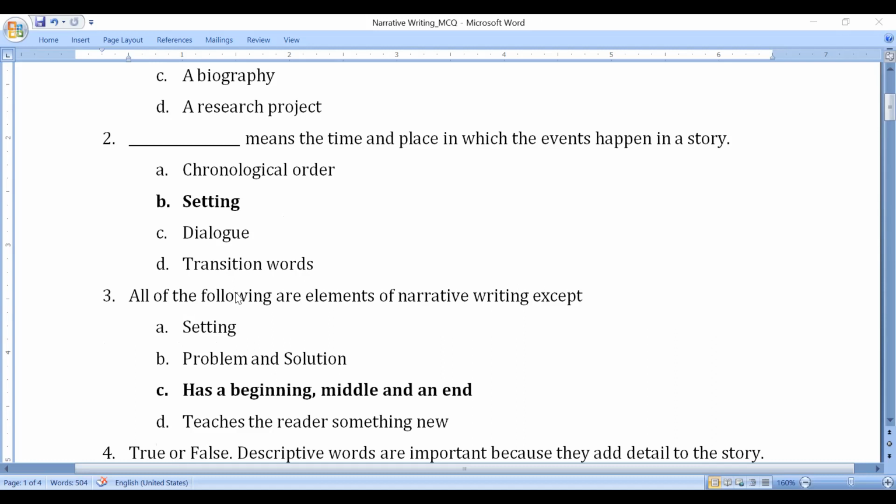Third question. All of the following are elements of narrative writing except, जो चार दिए गए हैं उनमें से एक odd man out है. Okay, setting, problem and solution, has a beginning, middle and end, teaches the reader something new. C is the right answer.